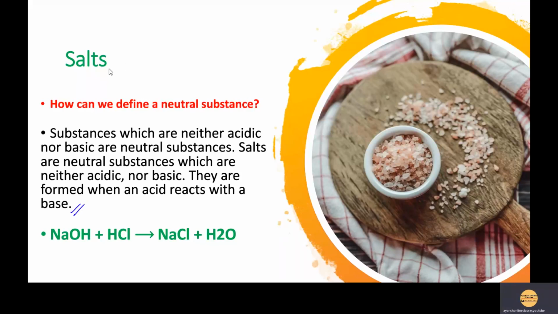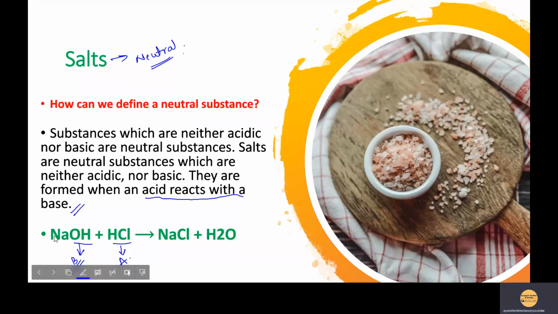Firstly, we came to know that salts are neutral. That is, they are neither acidic nor basic. Then next we saw how they are formed. They are formed when an acid reacts with a base. So here we have taken a base, that is sodium hydroxide. As I said, whenever a hydroxide group is there, you are going to term that compound as a base. And next we have taken an acid, that is hydrochloric acid.